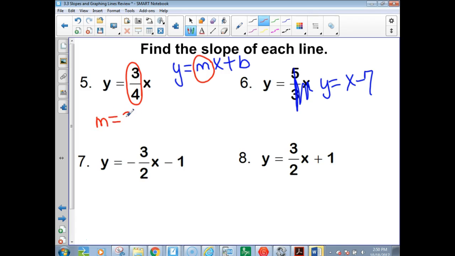So this has a slope of 3/4. I'm not even discussing the b value right now. We don't even care about that at the moment, but I'll be discussing it when we go to graph a line.